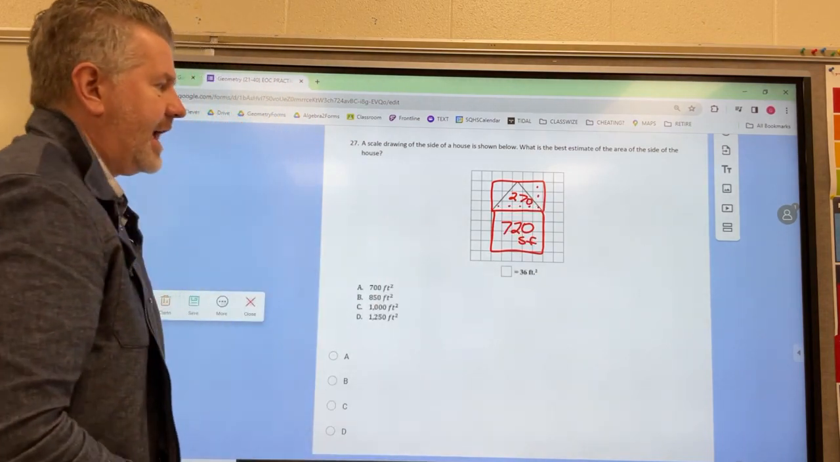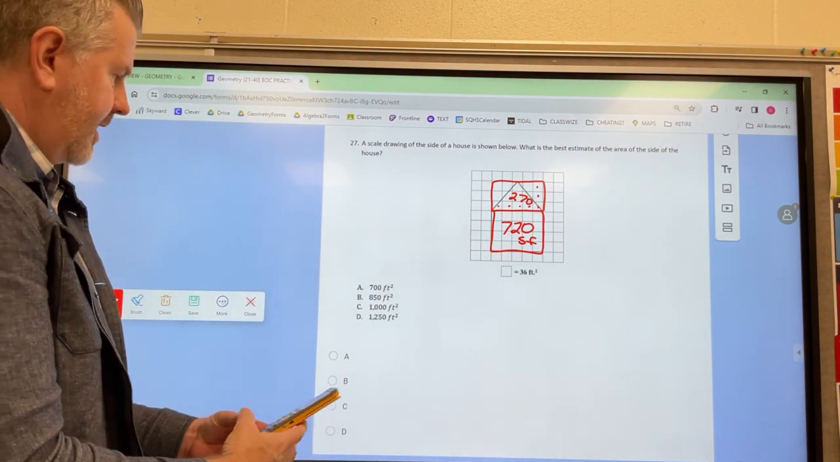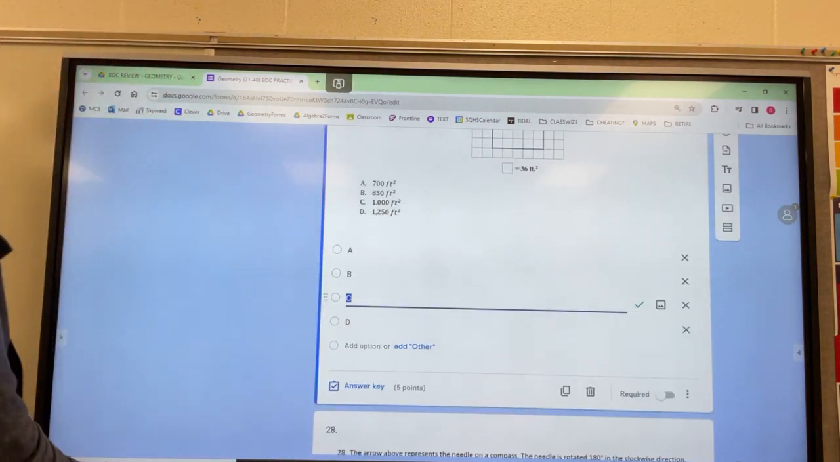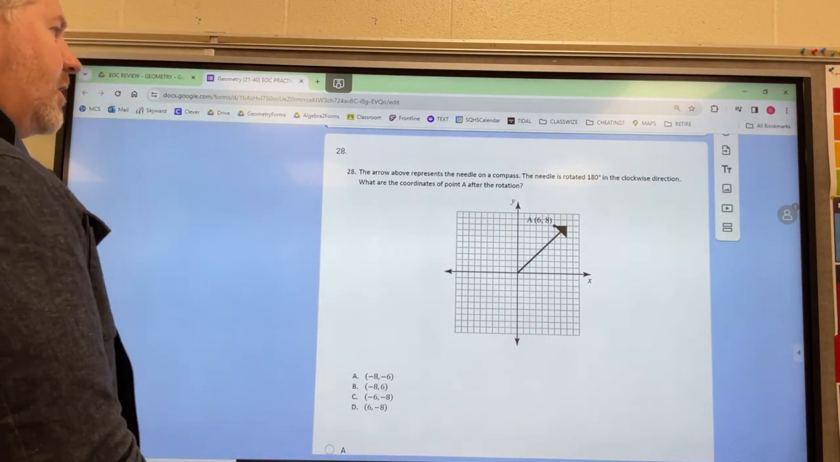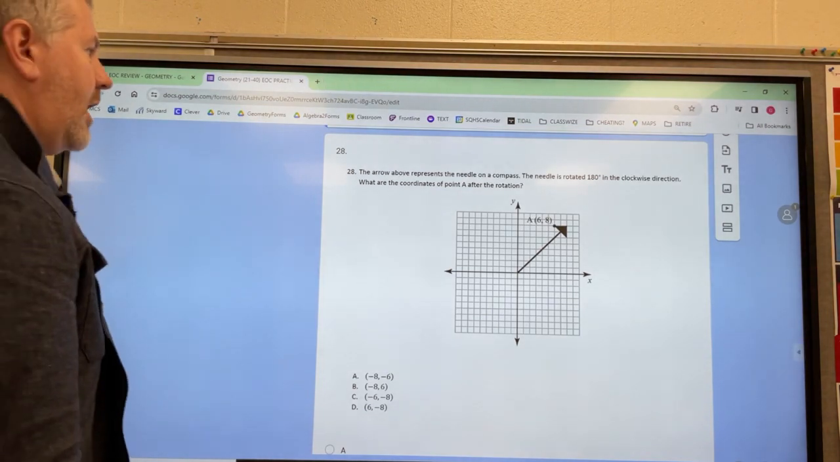We're going to add these two together and get 270 plus 720, which is 990, so we're right at 1,000, because it does say about. All right, the area above represents the needle. The needle is rotated 180 degrees in the clockwise direction.